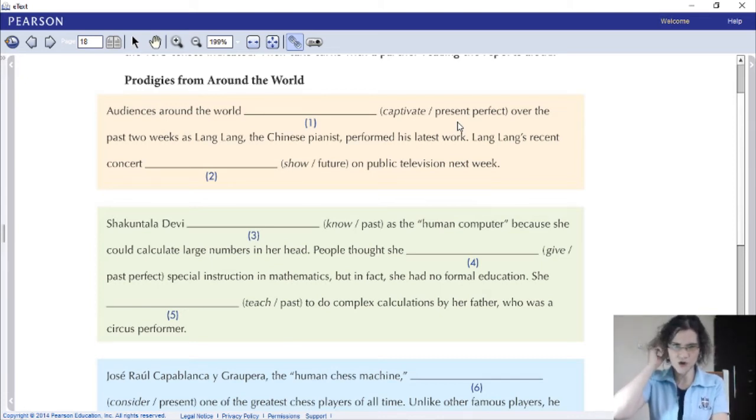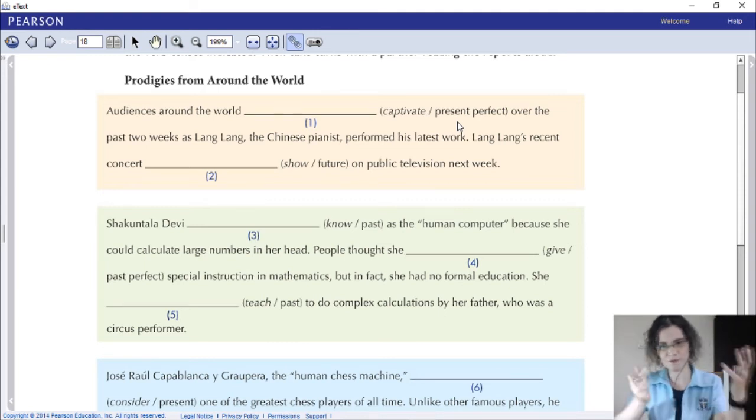Lang Lang's recent concert. Now here we go. We have the word show and it must be a future tense. Now what verb of be is for the future? Be. Correct. And then we have always your word will in it, right? Okay, cool. So we do show and we work with the word be and will.